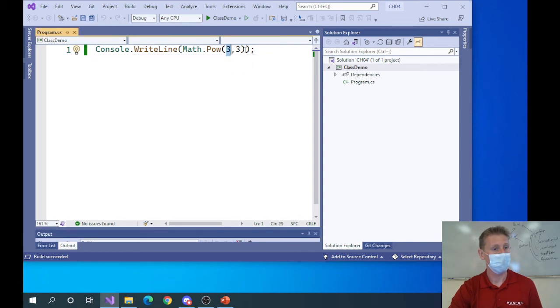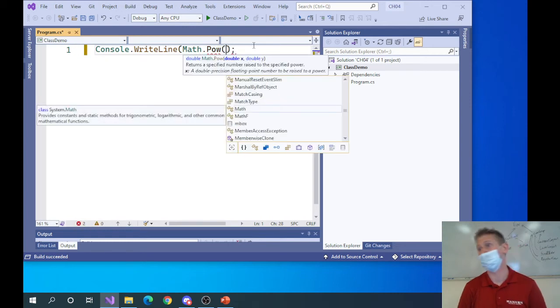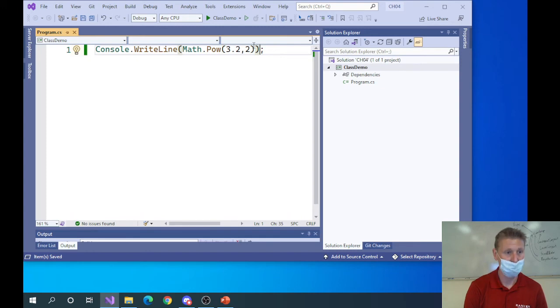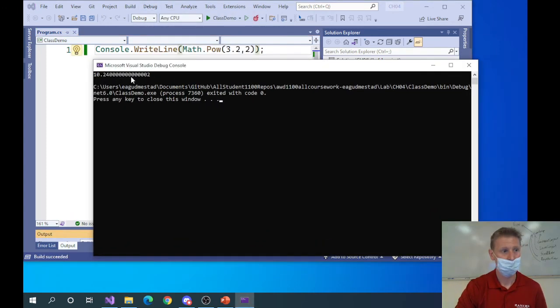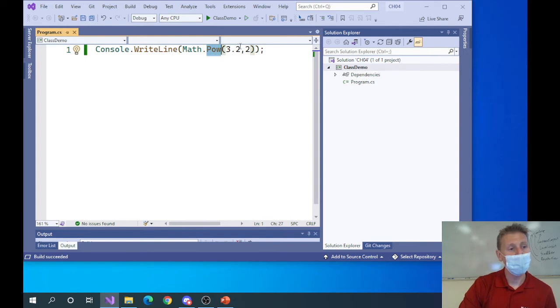So are those integers that... It takes, if you look at Math.Pow, double. So we could take 3.2 to the second power and get 3.2 times 3.2, whatever. So it automatically creates a data type for it. You don't have to convert Math.Pow. Yeah, exactly.